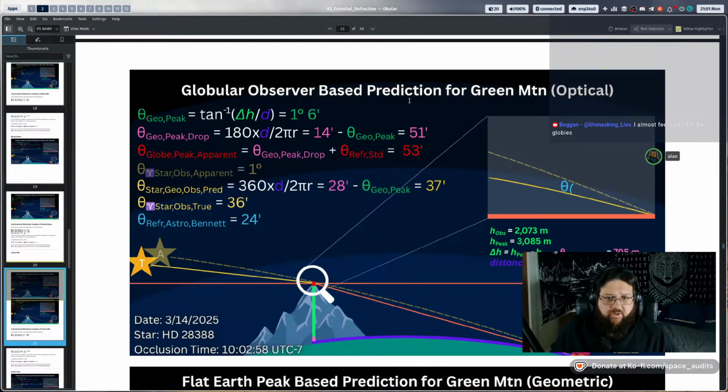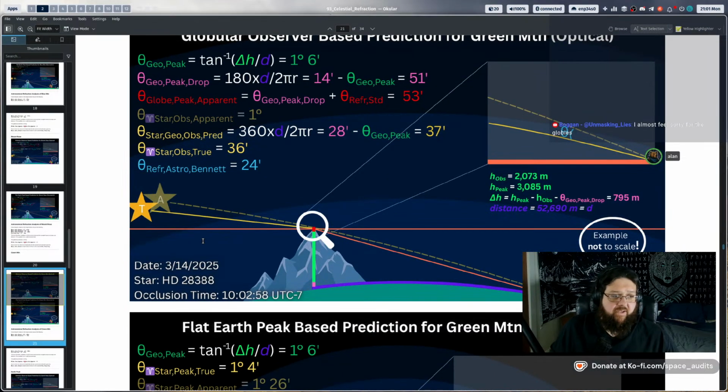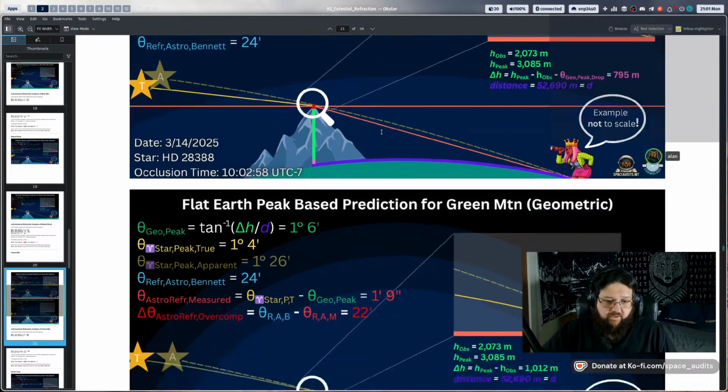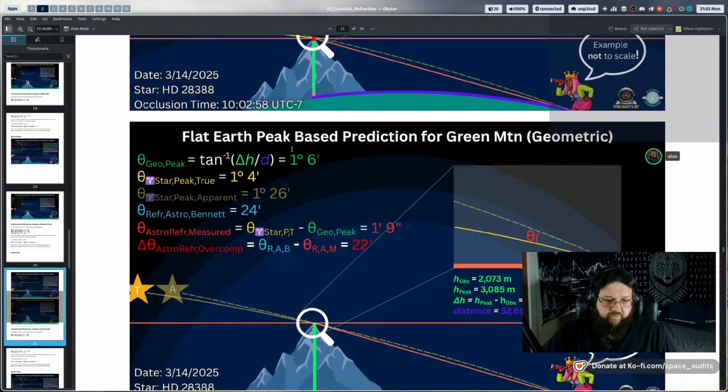So the globular prediction for Green Mountain, as we continue, we only got a couple more, boys. We're sliding through these, I swear, but it's extremely important to go through all of them because it is what it is. Each one we learn something new. Okay, so Green Mountain here. Rise over run gives us 1 degree, 6 arc minutes. Globular gives us 51 arc minutes for the predicted position of occlusion with respect to the peak.